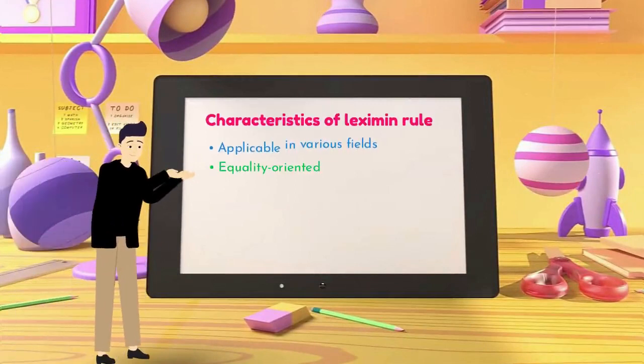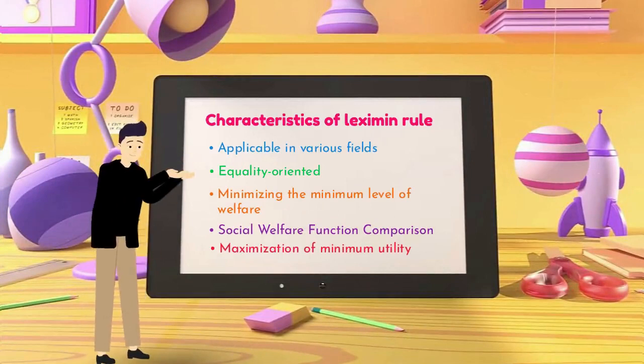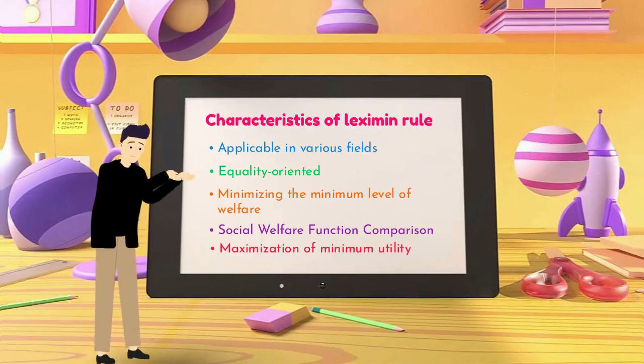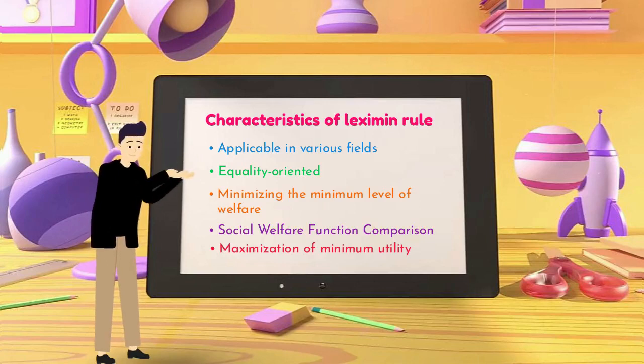So next we go to the characteristics of Leximin Rule. There are 5 characteristics of Leximin Rule which are applicable in various fields: equality-oriented, minimizing the minimum level of welfare, social welfare function comparison, and maximization of minimum utility.